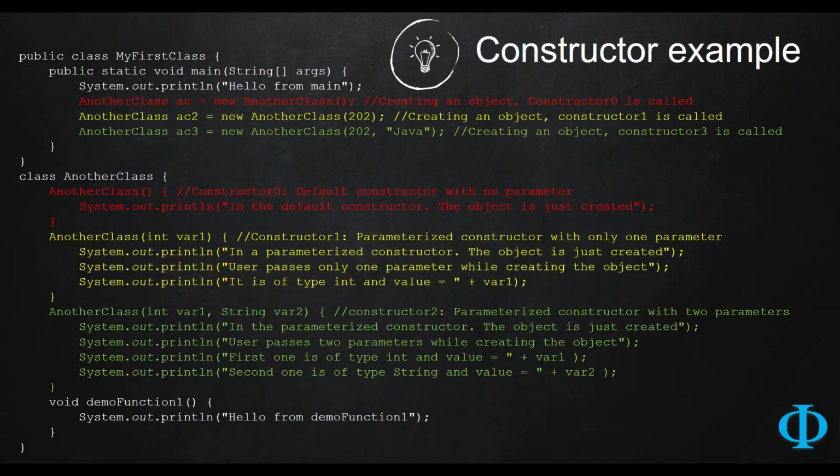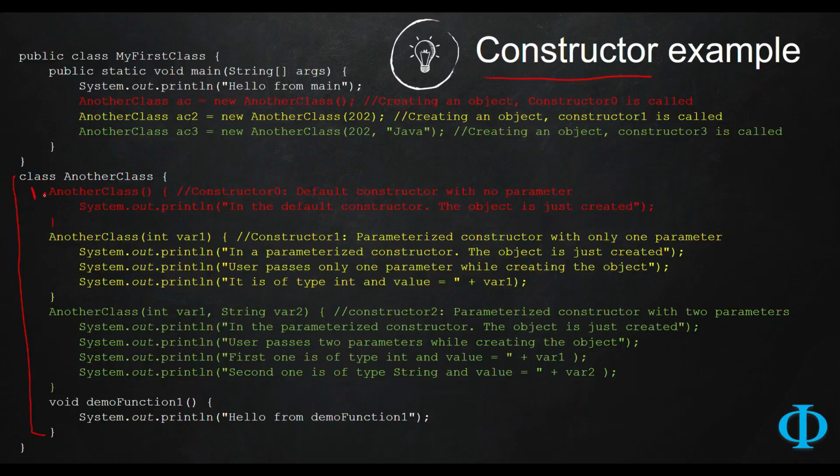Here in this slide, you can see the example of constructor. So here I have first created a class called another class, and inside this another class, I have created three different constructors. The first one is this red colored one, which is this.